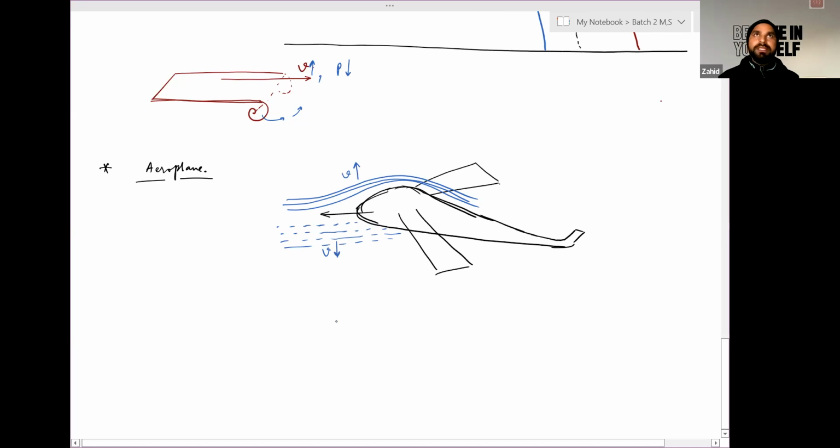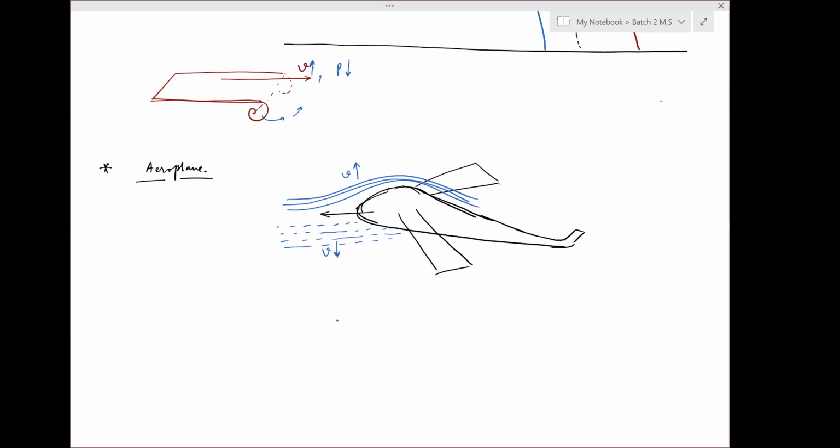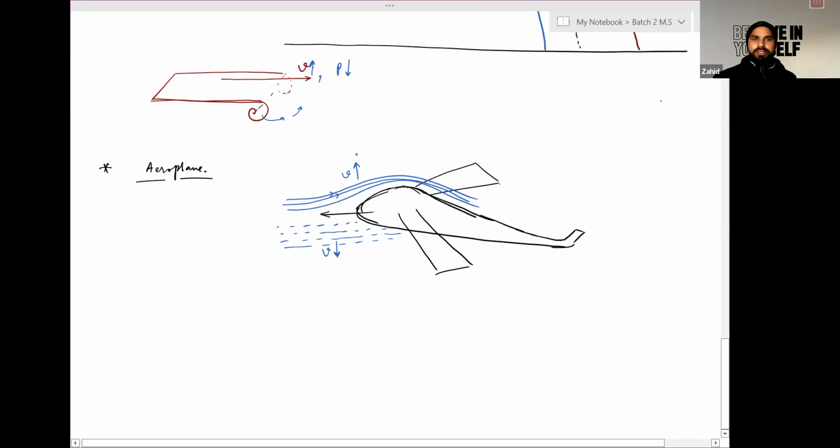Samira, towards which side will pressure increase or decrease? Decrease on the upper side and increase on the downward side. Good. So on increasing velocity, pressure will decrease, and on decreasing velocity, pressure will increase. Now, there is a pressure difference between the bottom end and upper end. This pressure difference will be enough to uplift this entire plane into the air.